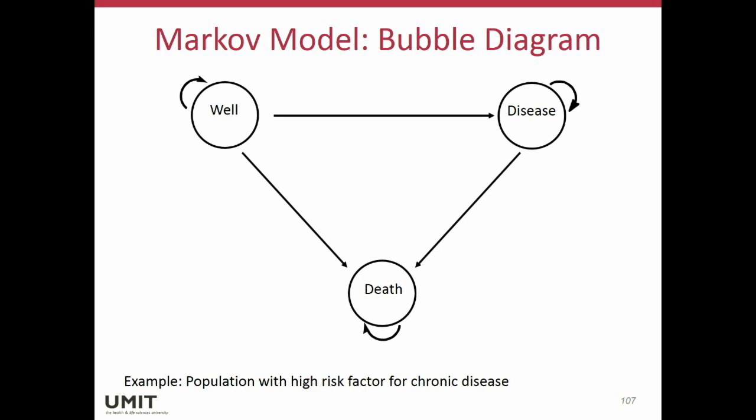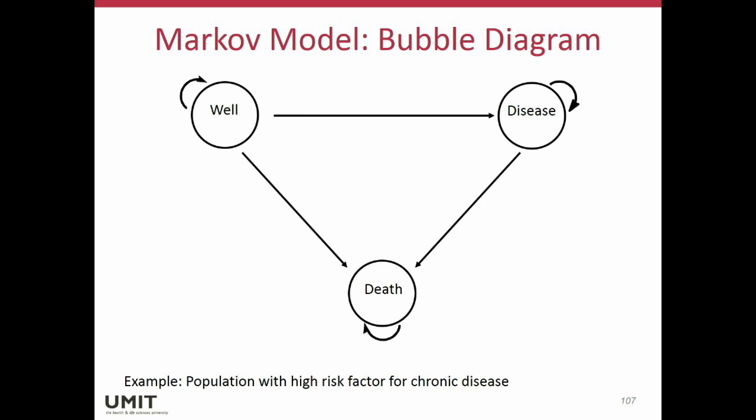People could stay well over time, or they could develop the disease. When they develop the disease, they could stay in the health state diseased, or they could die. If they die, then in the next day, after the next cycle, they would stay in this health state. It's a so-called absorbing state. So they stay there. And also people that are well could die, so therefore we have the other arrow going down there.